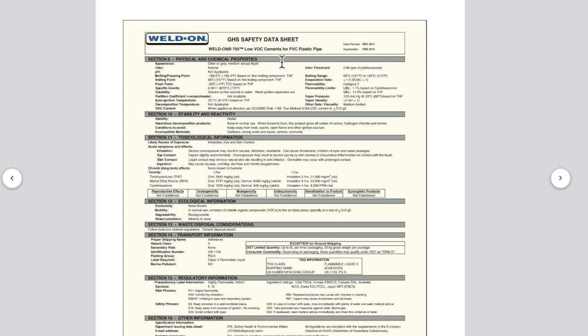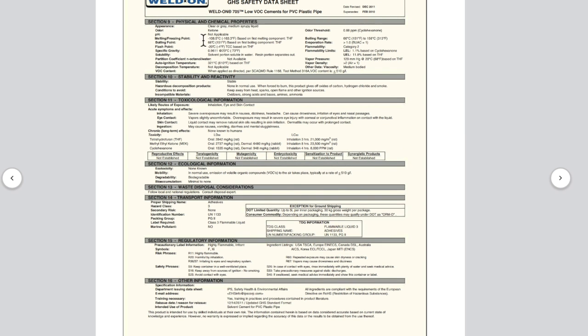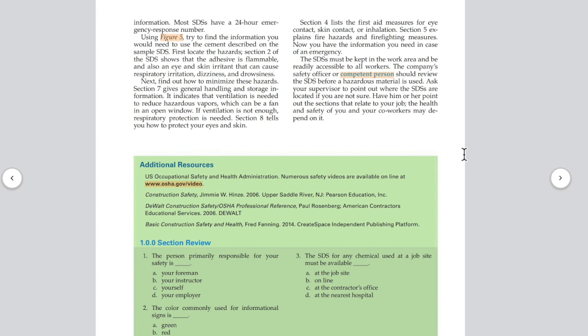Low VOC cement for PVC plastic. And again, this goes through all the sections, and all of them are the same as far as what they're labeled as. So the physical and chemical properties will be significantly different than that of, say, a mineral spirit or something in the painting industry. There will be this same section, but it's going to have different data. All right, and that'll get us through section 1.